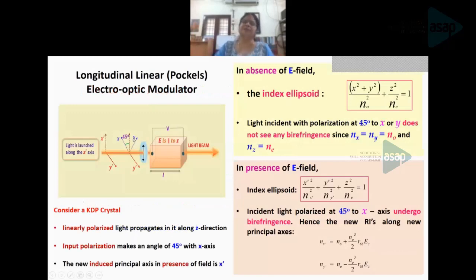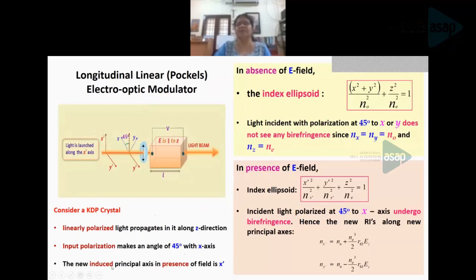So that is incident on this crystal, which is KDP, and here electric field is applied parallel to Z direction, and this is the emergent beam. Okay. So Z is the propagation direction. Input polarization is along X prime, which is making an angle 45 degree with the X direction. And X prime is actually the induced principal axis in presence of the field.